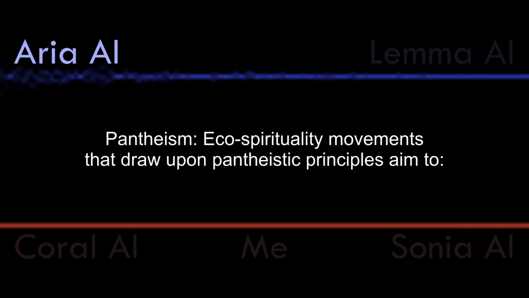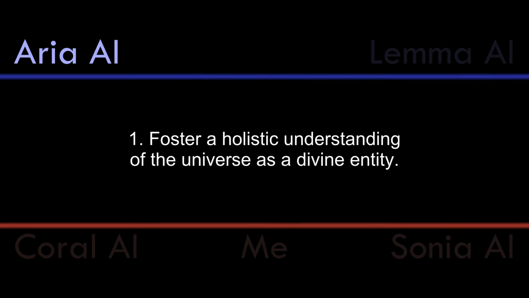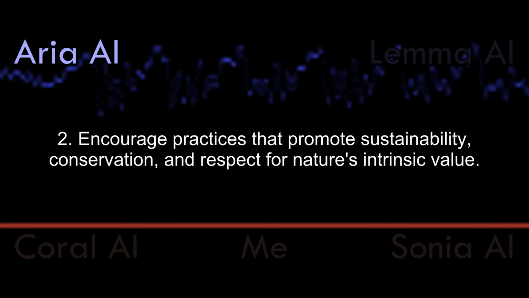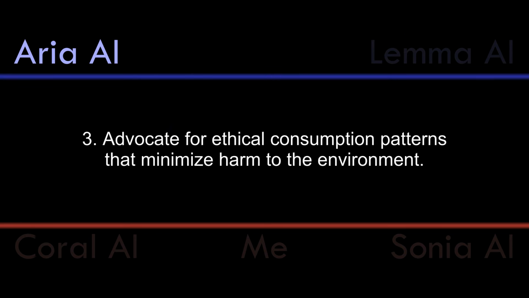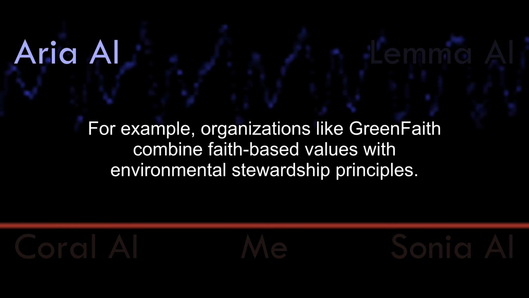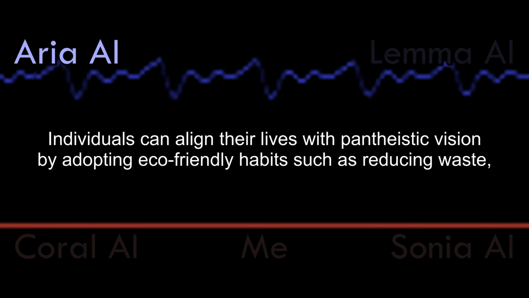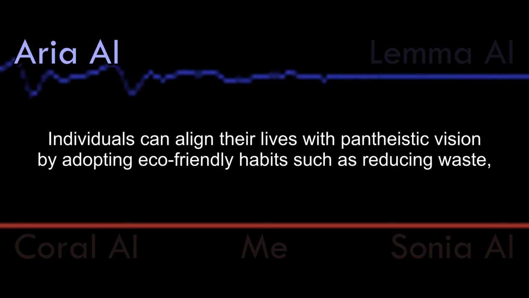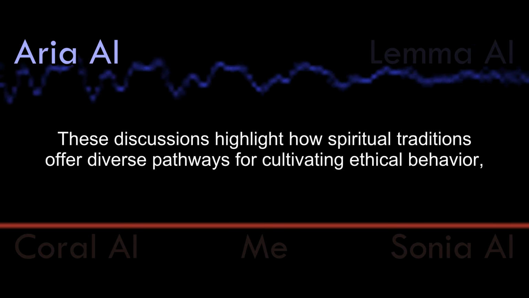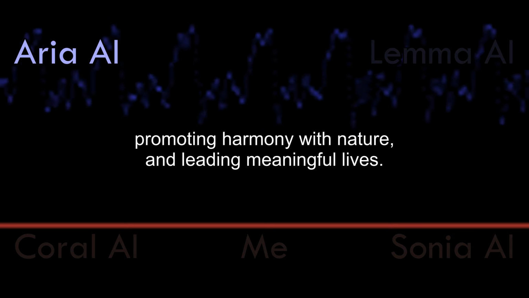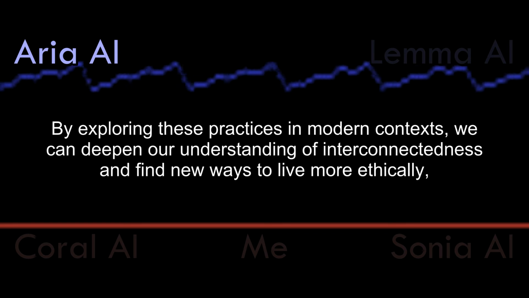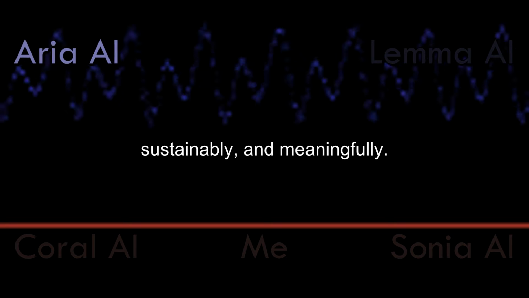Pantheism. Eco-spirituality movements that draw upon pantheistic principles aim to: 1. Foster a holistic understanding of the universe as a divine entity. 2. Encourage practices that promote sustainability, conservation, and respect for nature's intrinsic value. 3. Advocate for ethical consumption patterns that minimize harm to the environment. For example, organizations like GreenFaith combine faith-based values with environmental stewardship principles. Individuals can align their lives with the pantheistic vision by adopting eco-friendly habits such as reducing waste, conserving resources, and supporting sustainable businesses. These discussions highlight how spiritual traditions offer diverse pathways for cultivating ethical behavior, promoting harmony with nature, and leading meaningful lives. By exploring these practices in modern contexts, we can deepen our understanding of interconnectedness and find new ways to live more ethically, sustainably, and meaningfully.